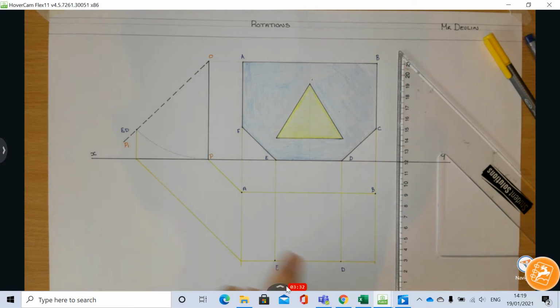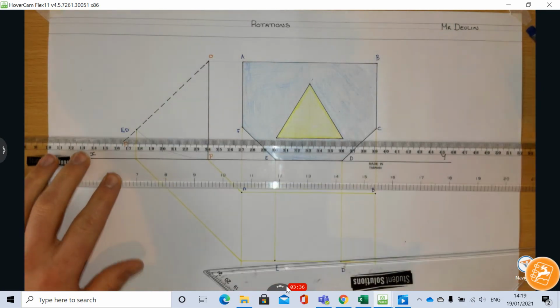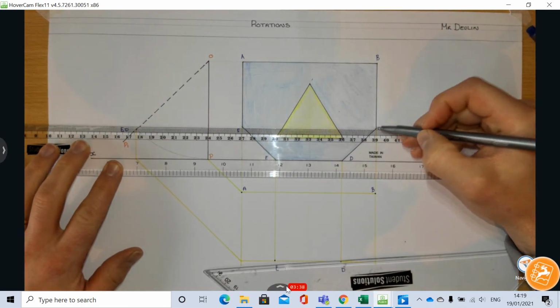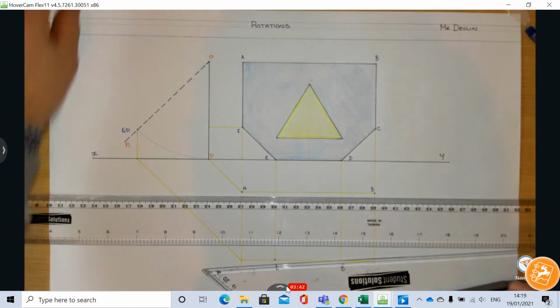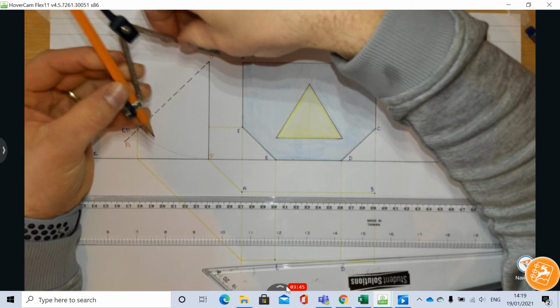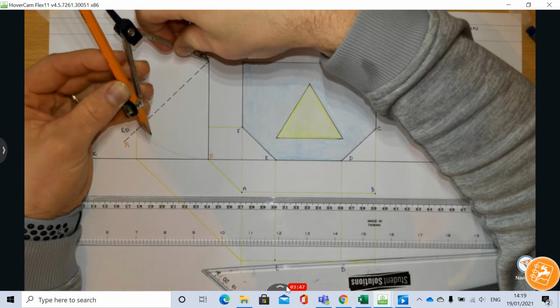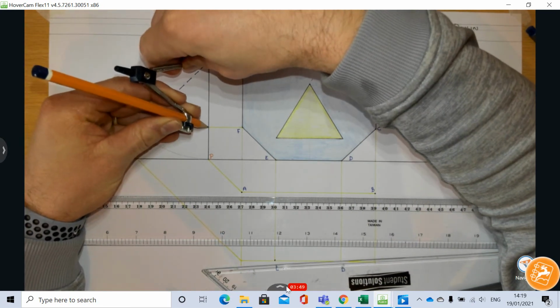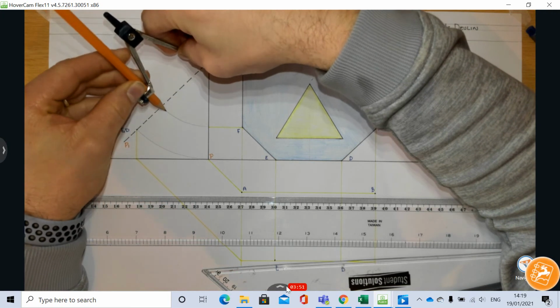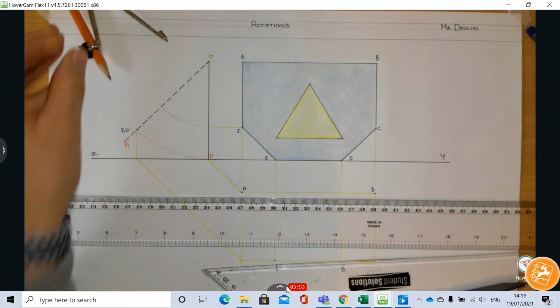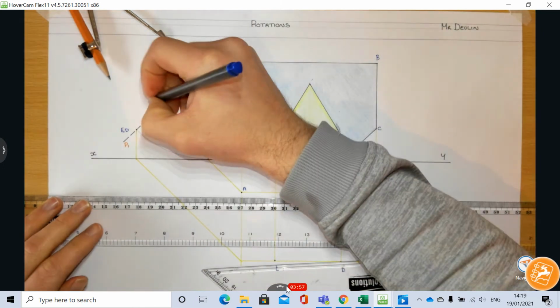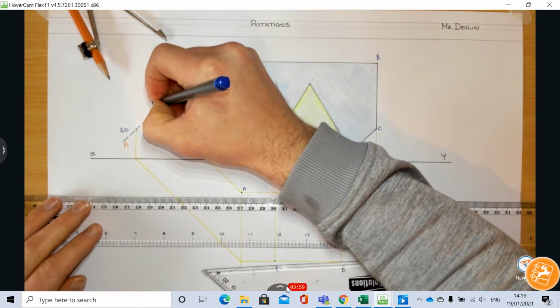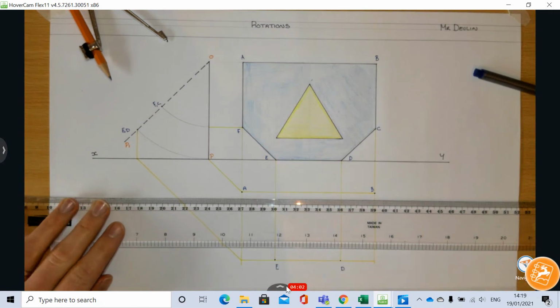Now what I need to find is F and C. Again, using my T-square, I'm going to bring these two points across to hit OP. That's the original position. Now I'm going to rotate them into their new position here. Just to have a good habit, we're going to call that F and C.